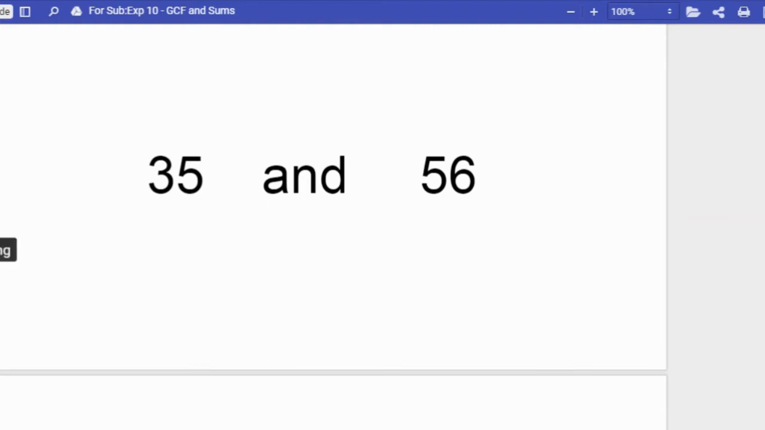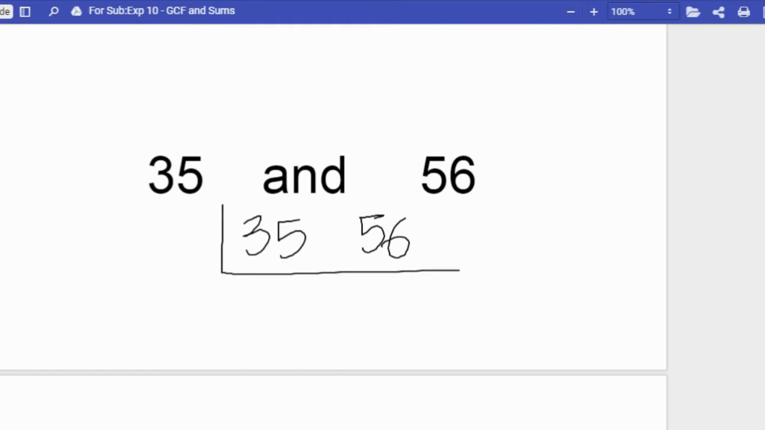We have 35 and 56. If you remember when we did greatest common factor, we wrote the 2 numbers and then we created a ladder. We had to think of a number that was a common factor between 35 and 56. If I think about what can get me 35, what comes to mind is 5 times 7. And I look at the 56 and 7 works. So I'm going to pull a 7 out front.